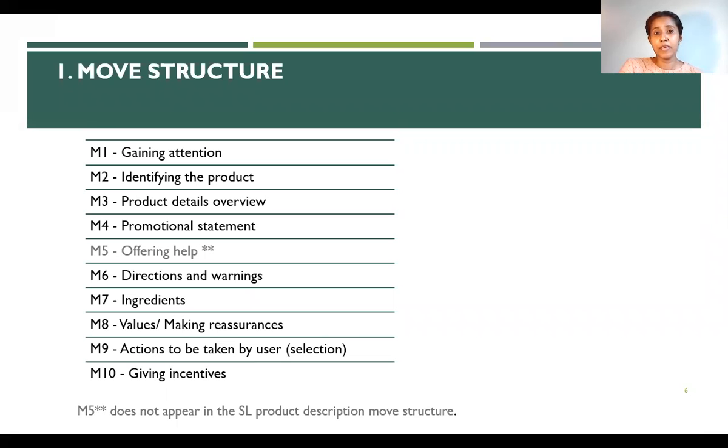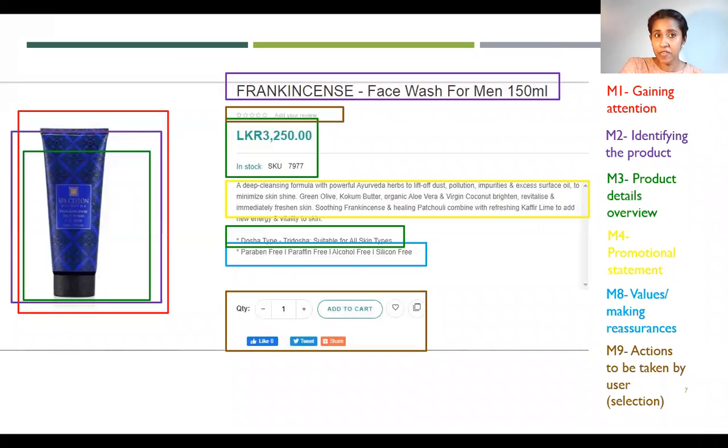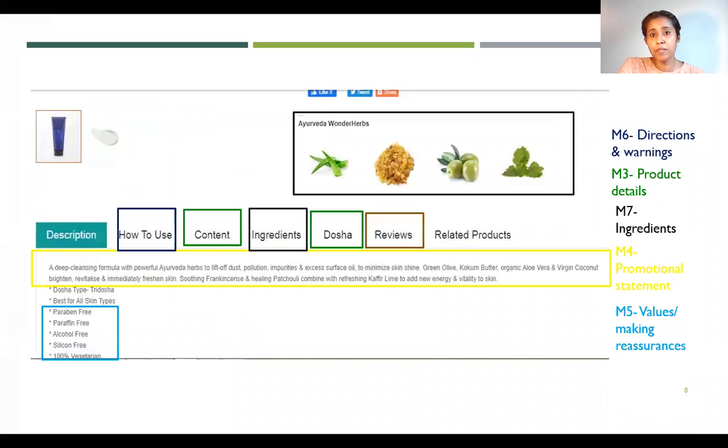Okay, here you can see the first half of a product description, which I have used to show the various moves at work. And the image, of course, plays multiple functions at the same time, and it's therefore part of several moves. And this is the bottom half of the product description, once again with moves highlighted. Now let's move on to our second question.